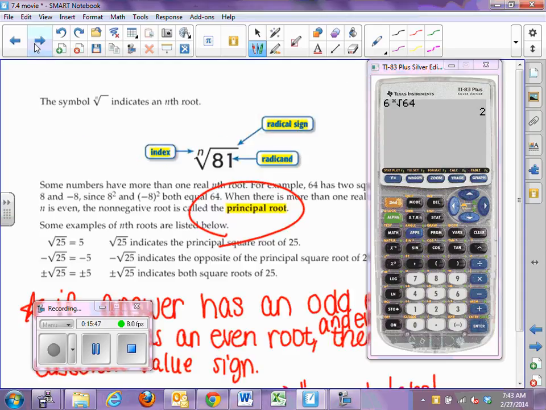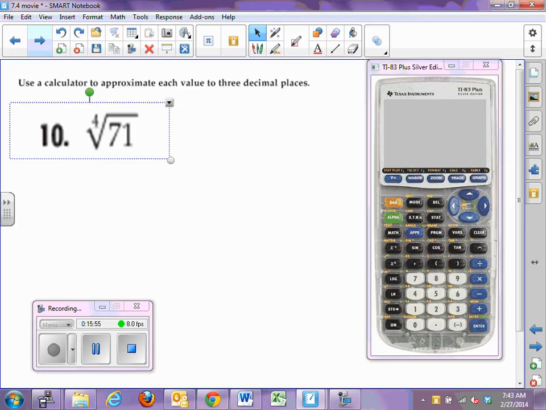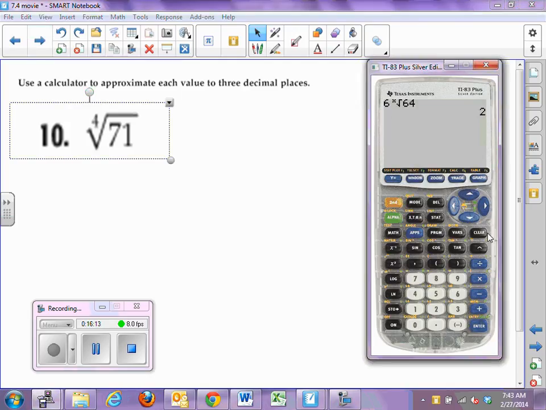Let's do another one. Here we go. Kind of unrelated. They want us to use a calculator to approximate each of these values to 3 decimal places. So is there a whole number that when you multiply it to itself 4 times gives you 71? Well, the answer is no. So we would have to use our calculator to see what that number would be, and it's going to be a decimal. I already taught you how to do this. Basically, you type 4, math, 5, 71, and the hardest part about the problem is knowing that that's how you type it in, and then rounding to 3 decimal places.